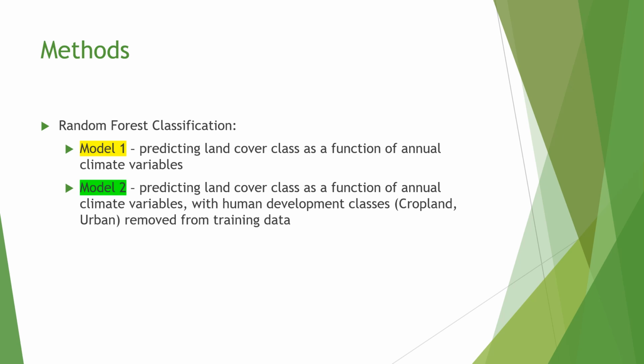Our random forest classification used two models. The first one just predicts land cover class as a function of annual climate variables. And the second one does the exact same thing, except we have removed the human development classes, cropland and urban, from the training data.